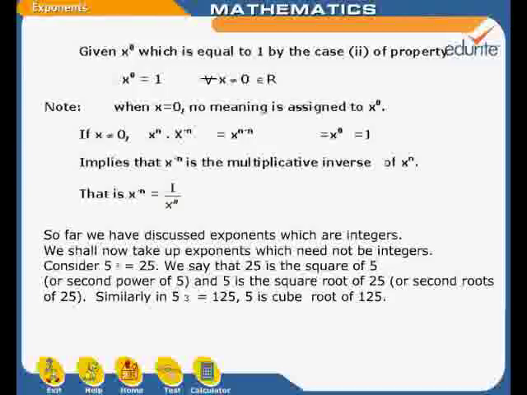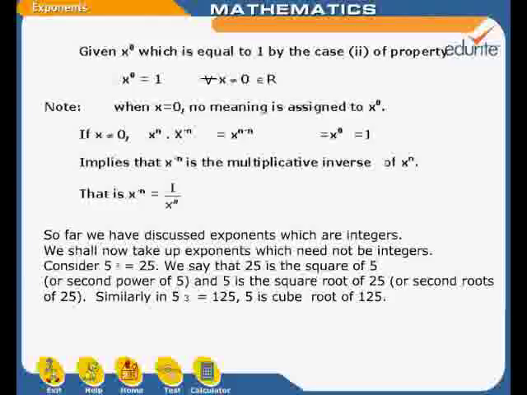If x is not equal to 0, x raised to the power n into x raised to the power minus n is equal to x raised to the power n minus n, which is equal to x raised to the power 0, which is equal to 1. This implies that x raised to the power minus n is the multiplicative inverse of x raised to the power n.